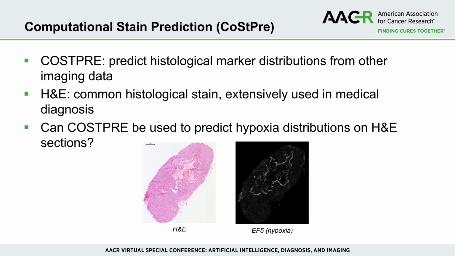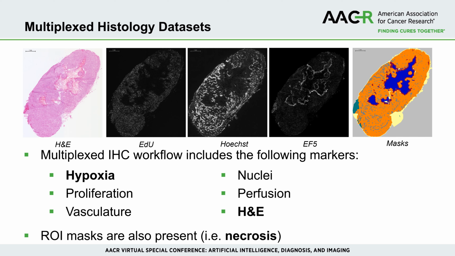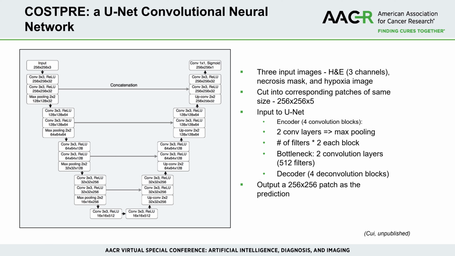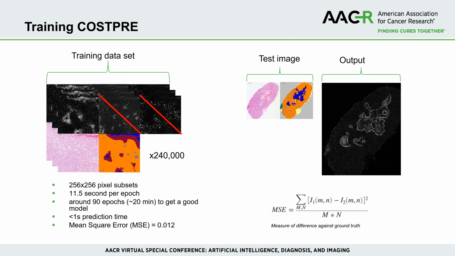As a result, we developed COSPRAY, a convolutional neural network for computational stain prediction. Our current multiplexed immunohistochemistry workflow includes an image of hypoxia, necrosis annotations, and an H&E image. COSPRAY can be trained on these images and outputs a matching image of hypoxia when given H&E sections with annotations of necrosis present.